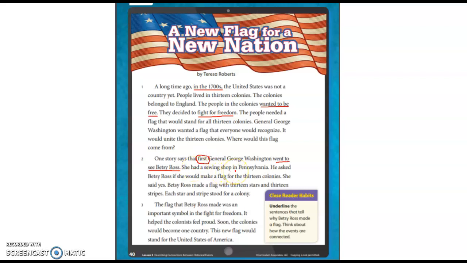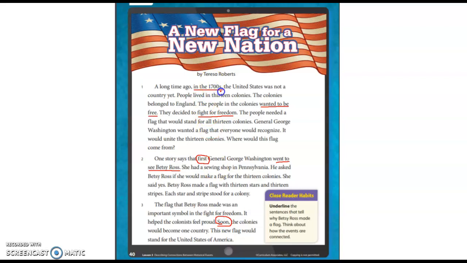She had a sewing shop in Pennsylvania. He asked Betsy Ross if she would make a flag for the 13 colonies. She said yes. Betsy Ross made a flag with the 13 stars and 13 stripes. Each star and stripe stood for a colony. The flag that Betsy Ross made was an important symbol in the fight for freedom. It helped the colonists feel proud. Soon the colonies would become one country. And I see a sequence word here, soon. The new flag would stand for the United States of America.